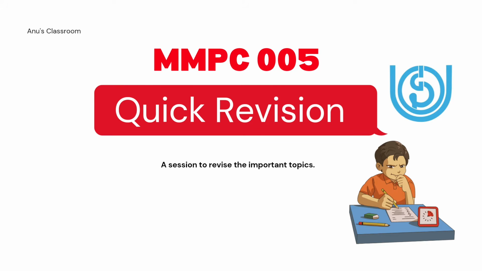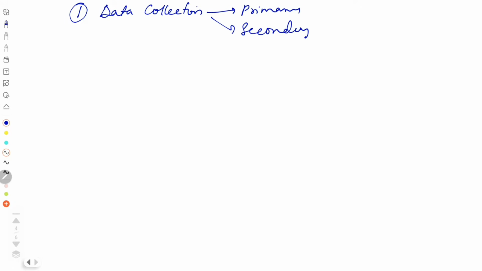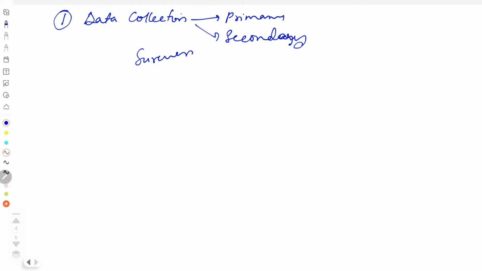So the first and foremost important concept is why data collection is important. Then what are the different types or techniques of data collection? Like there are primary data collection techniques and secondary data, and what are the different methods of primary and secondary data collection? We have surveys, we have questionnaires, we have interviews, all those things to collect data.